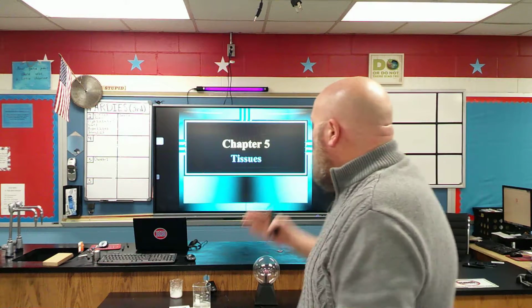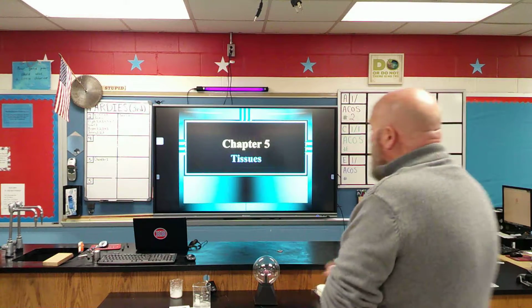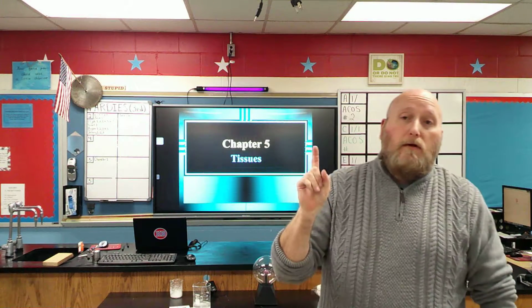Okay, guys, today I want to look at Chapter 5, Tissues. Now, we just got through with Chapter 1, the basics of anatomy and physiology. Now we want to start going into a little bit greater detail by looking at the kind of tissues that you and I have inside of us. There are four basic types of tissues. There's epithelial, connective, nervous, and muscle.